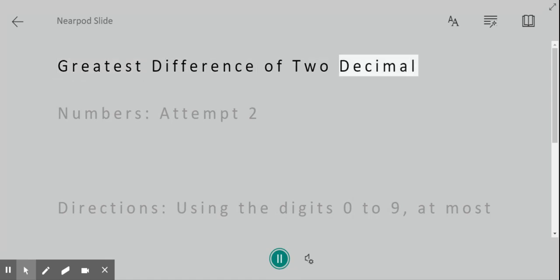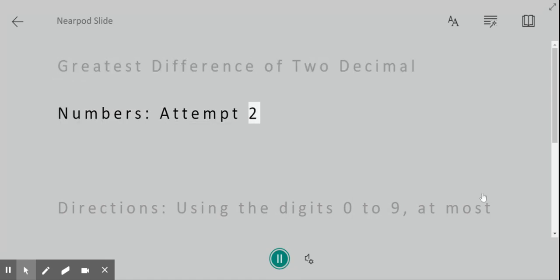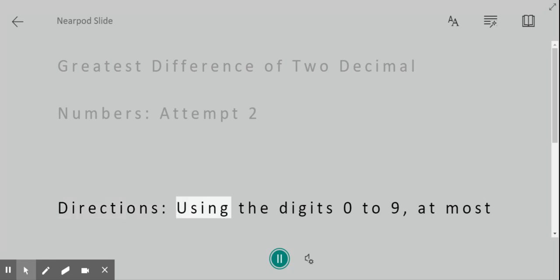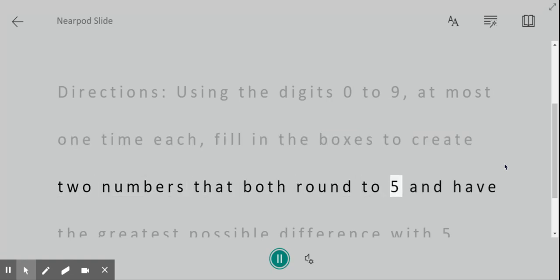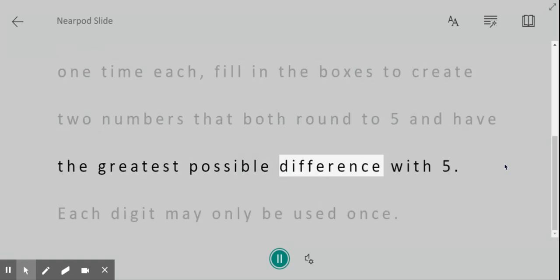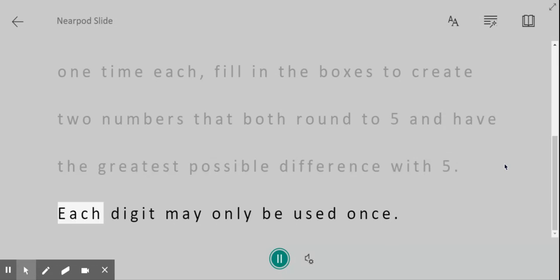Greatest difference of two decimal numbers. Attempt 2. Directions. Using the digits 0 to 9, at most one time each, fill in the boxes to create two numbers that both round to 5, and have the greatest possible difference with 5. Each digit may only be used once.